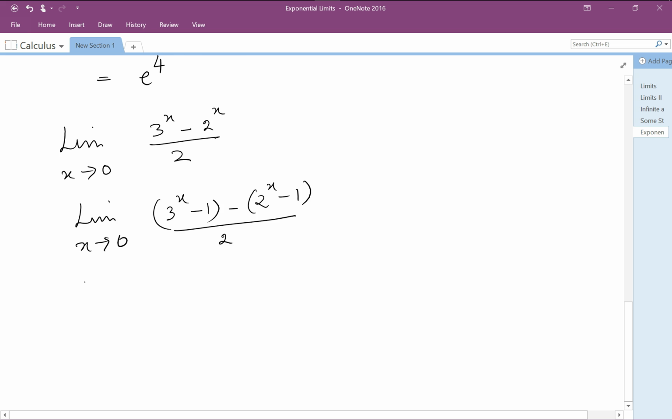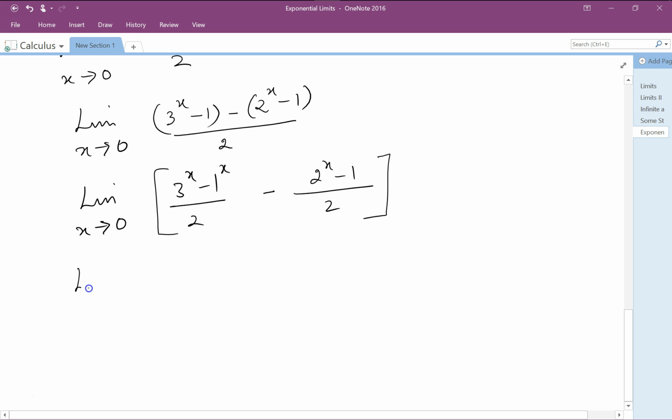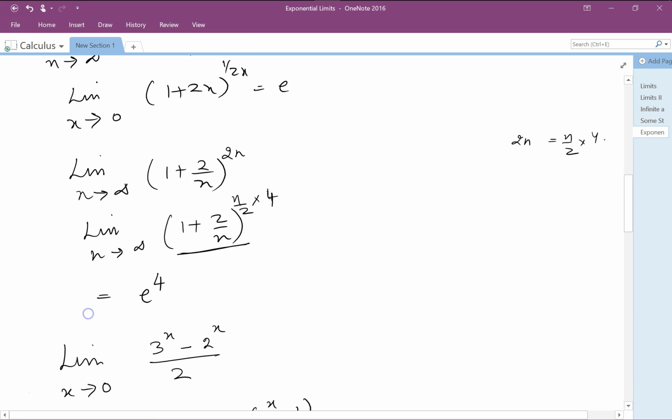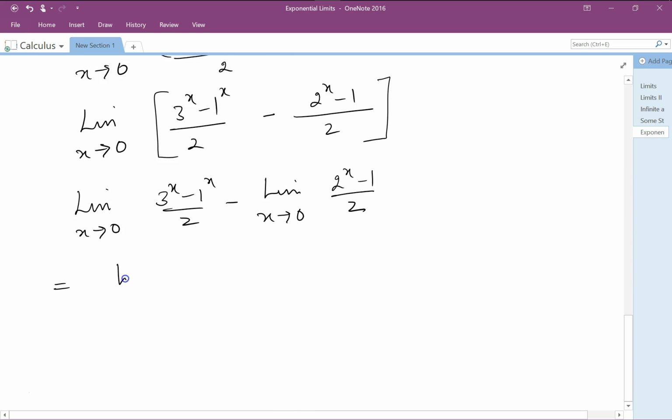Now what do we do? We split this into 2. Limit as x approaches 0, 3 to the power of x minus 1 by 2 minus 2 to the power of x minus 1 by 2. And we can take the limit separately. So here the limit is 1.